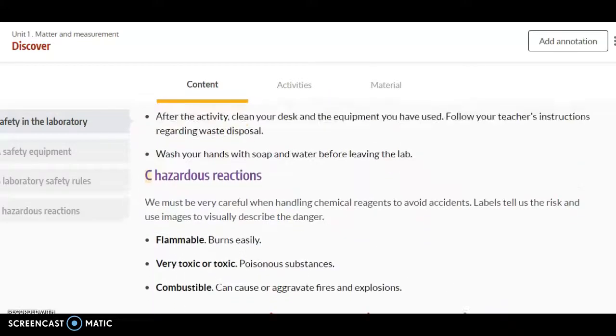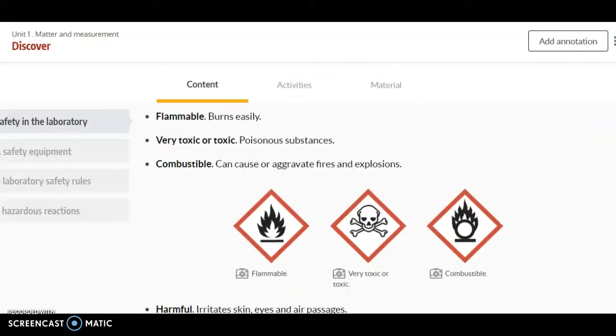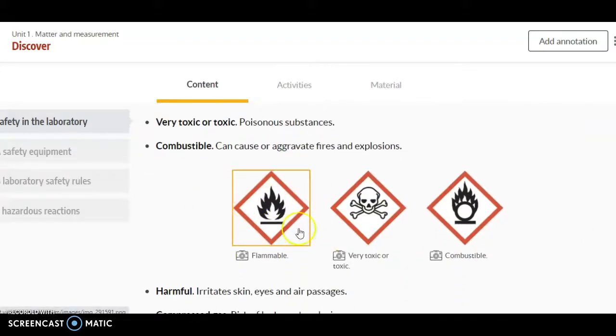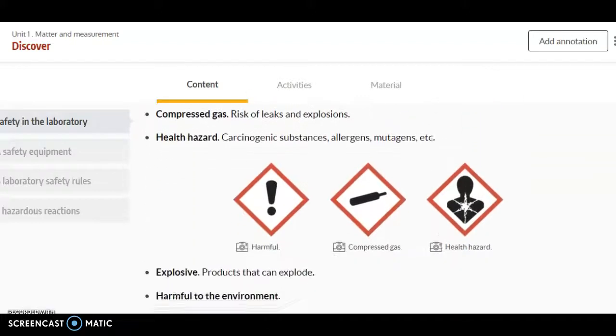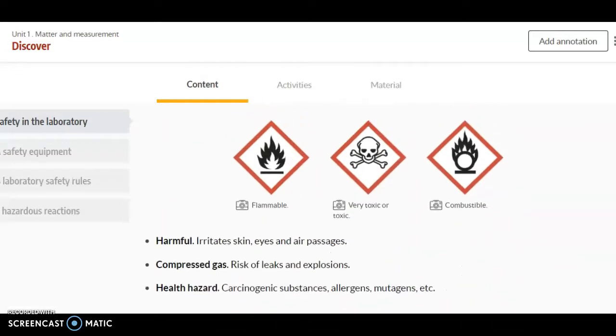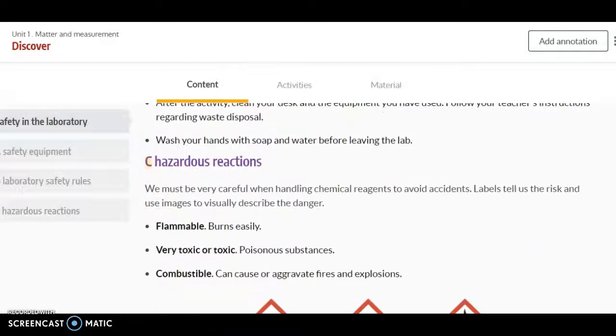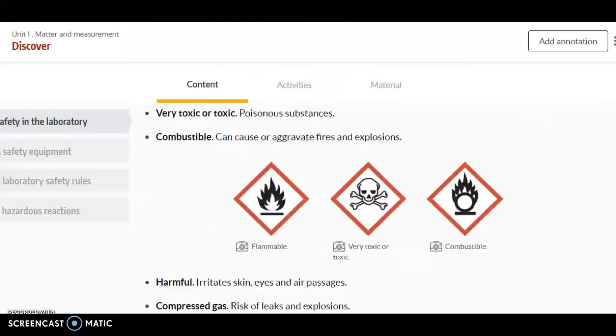You have to recognize certain signs for hazardous reactions. I'm going to be asking for one of the symbols so that you recognize what it stands for. Make sure that you understand these hazardous reaction symbols. You have like 9 of them. Make sure that you recognize one of those and tell me what it is preventing you from.